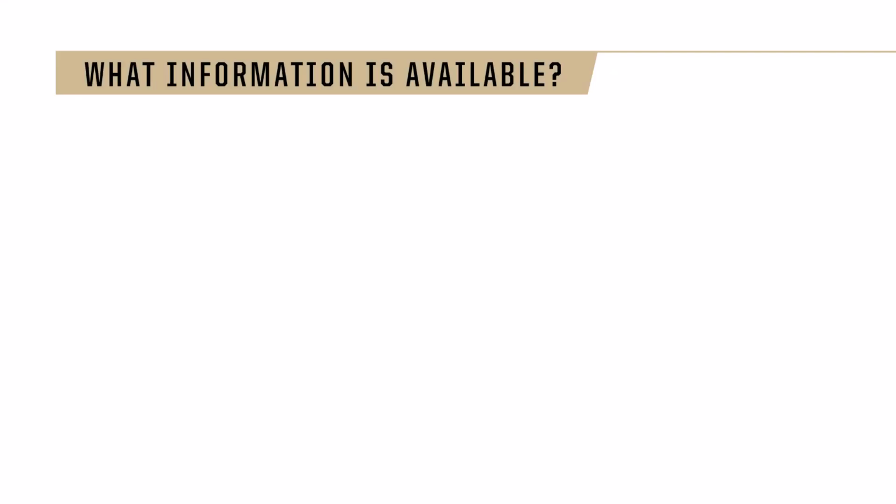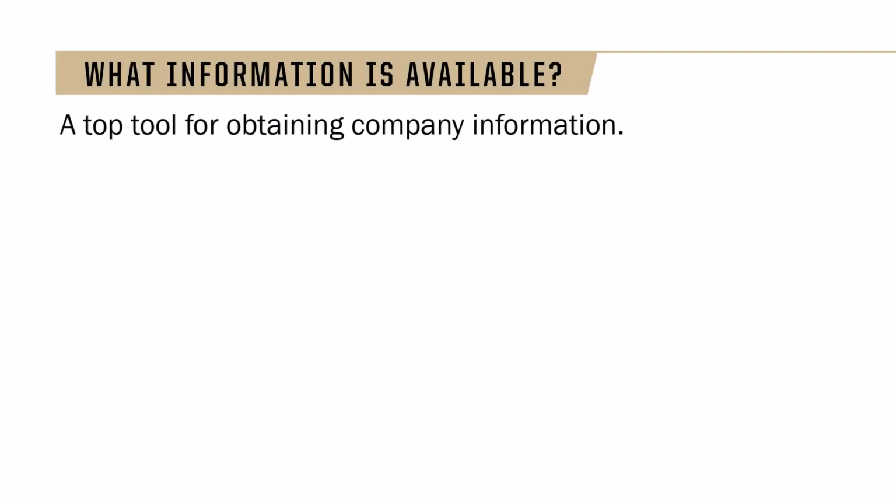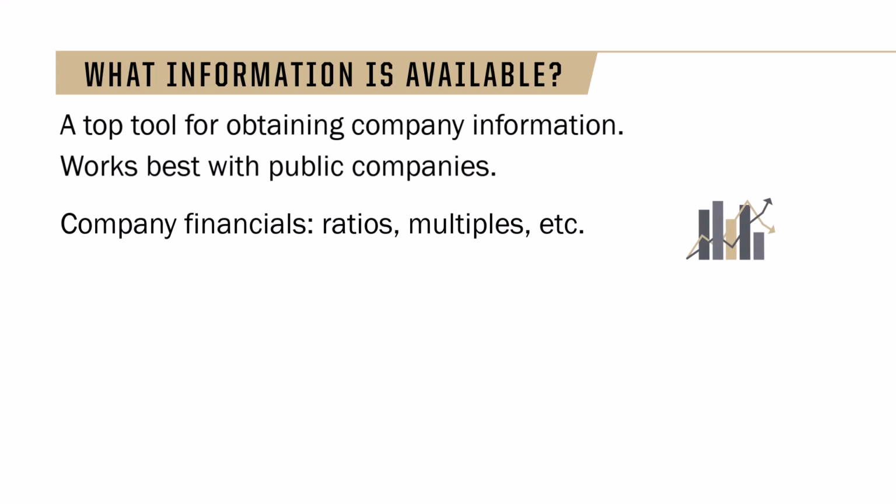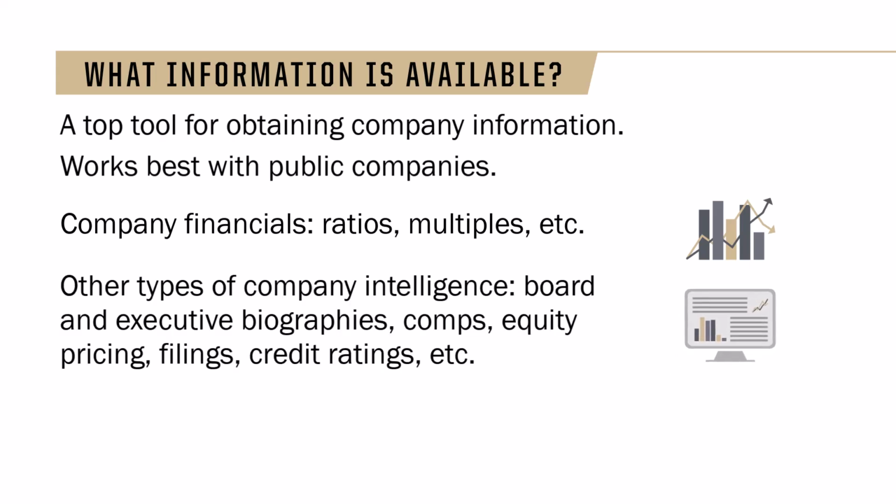S&P Capital IQ is a top tool for obtaining company information. It works best with public companies. It contains detailed company financials, ratios, multiples, valuations, and a lot more. S&P Capital IQ is also a top tool for obtaining other types of company intelligence: board and executive biographies, competitor analysis, equity pricing, filings, credit ratings, supply chain insight, and more.